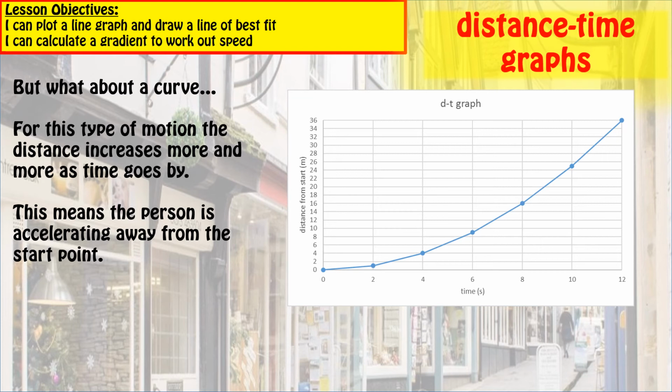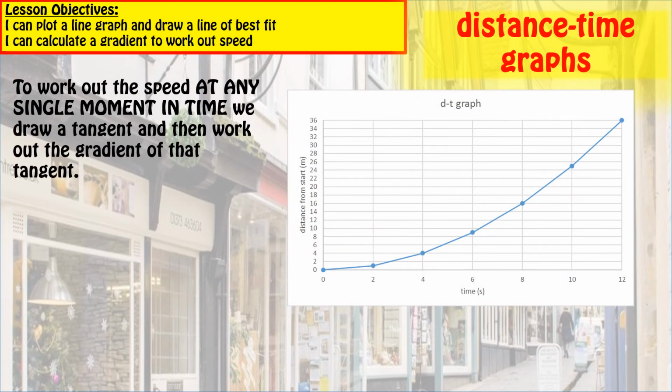But if you look between 10 and 12 seconds, you can see the blue line is much steeper. So this shows that the gradient, the steepness of the line or the incline, is getting steeper and steeper, the gradient is getting more and more. This means that the person is accelerating. They're getting faster and faster away from the start point.